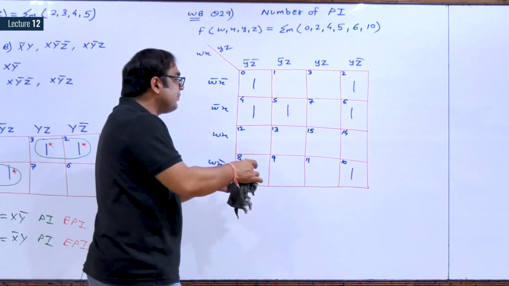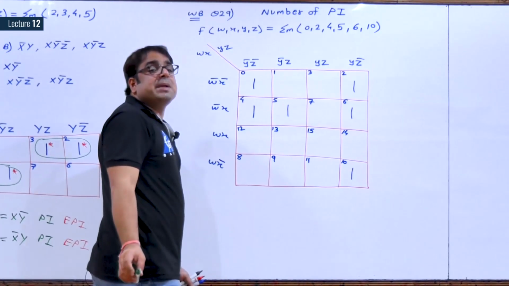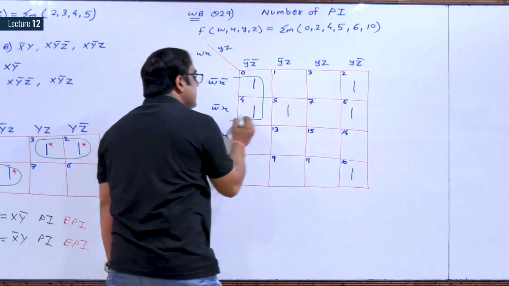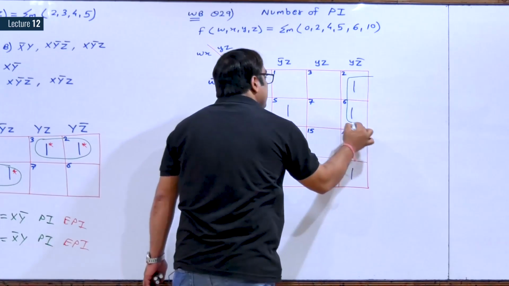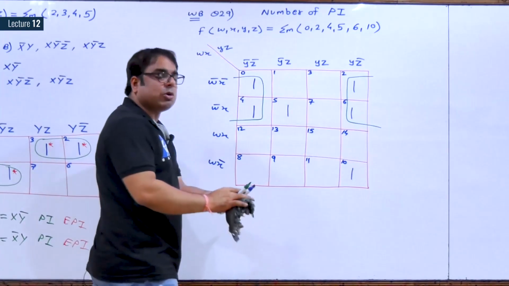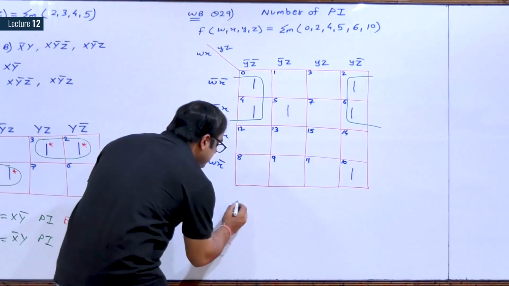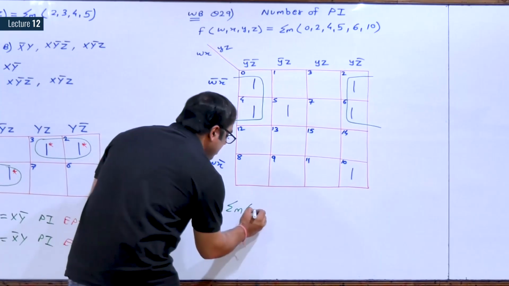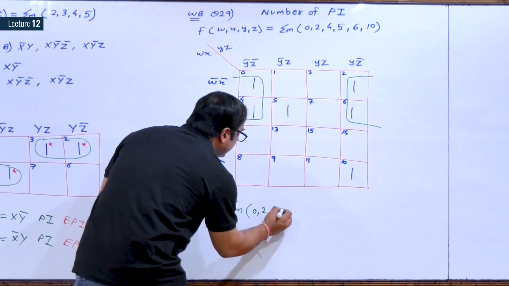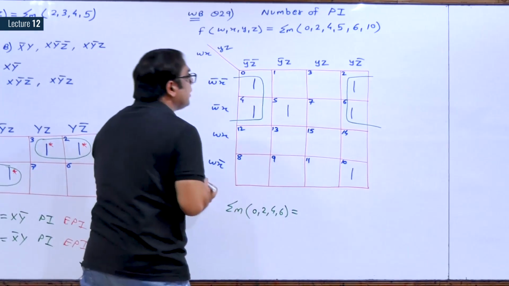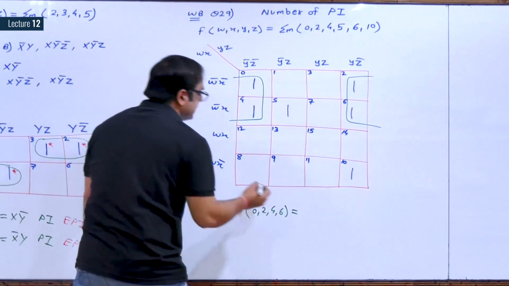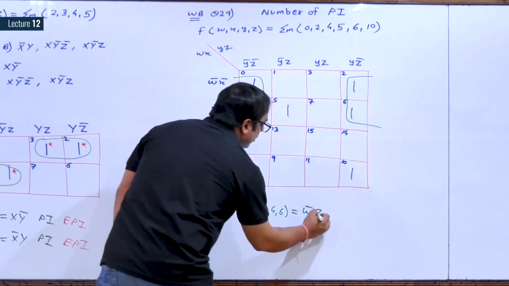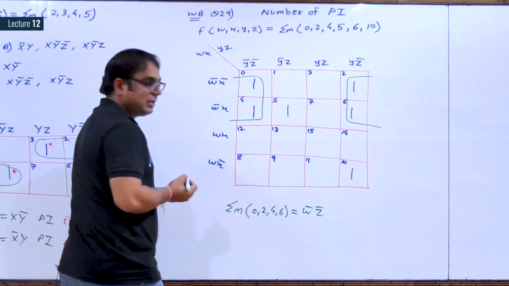First start with the prime implicants. This quad is the best possible group because it is not part of an octet. As a quad it is best. 0, 2, 4, 6. What is the term corresponding to 0, 2, 4, 6? W complement is common from one side, Z complement is common from the other side.